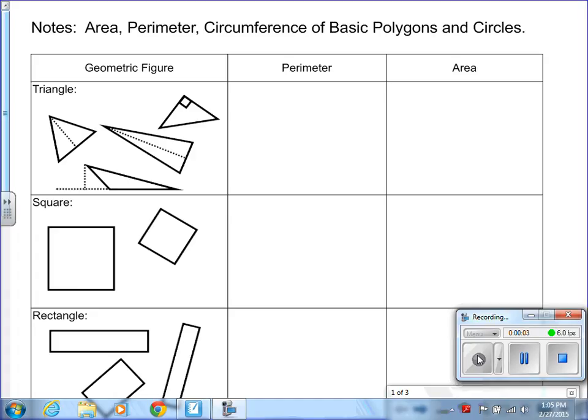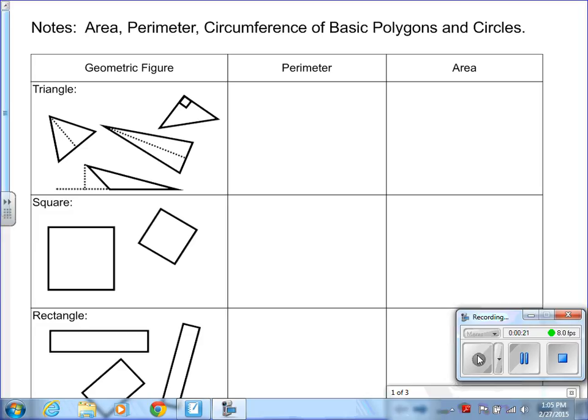Today we're going to talk about area, perimeter, and circumference of some basic polygons and also of circles. It's important to remember in this unit, Unit 4, we have to worry about formulas. So we do need to memorize these formulas for our different geometric figures.